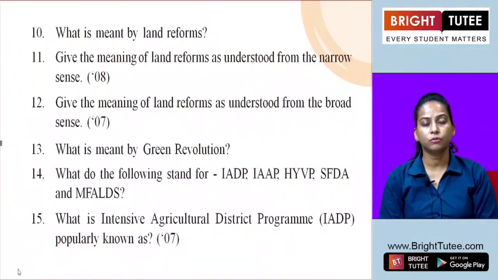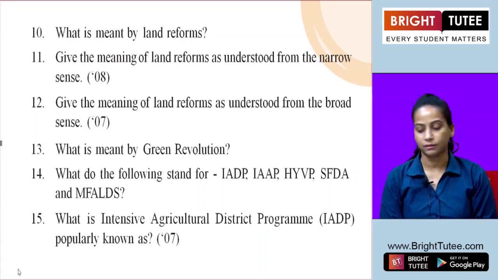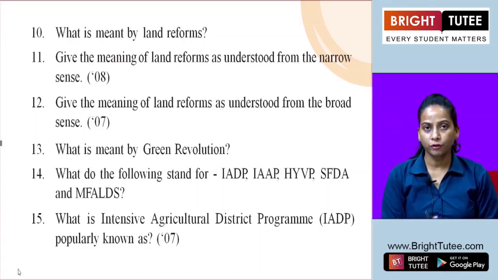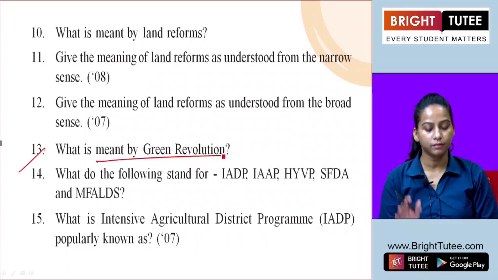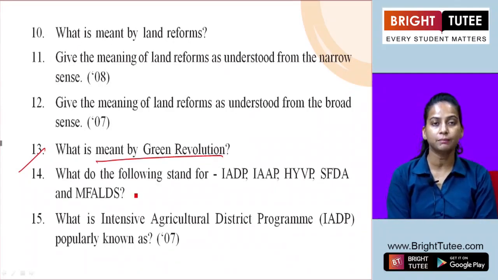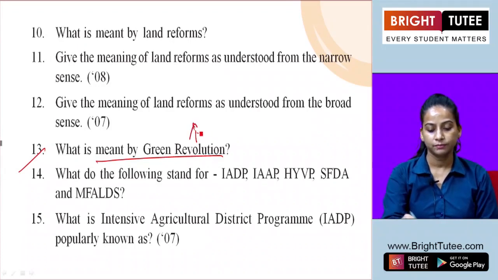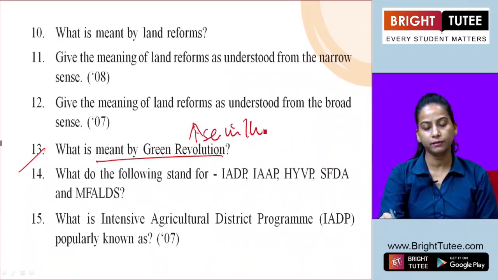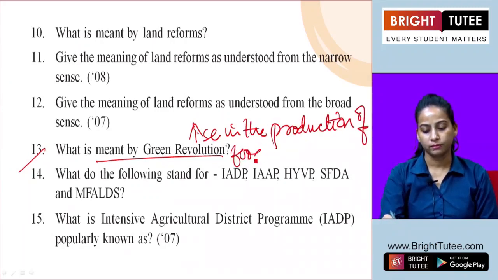Now we are going to do the discussion of the question answers based on the second topic of Unit 7. In this very short question answers, they have asked question number 13, what is meant by green revolution? So we need to mention the meaning of the green revolution, that it means increase in the production of food grains.